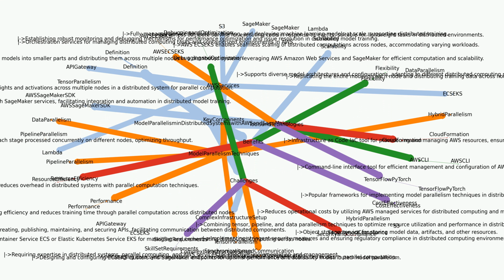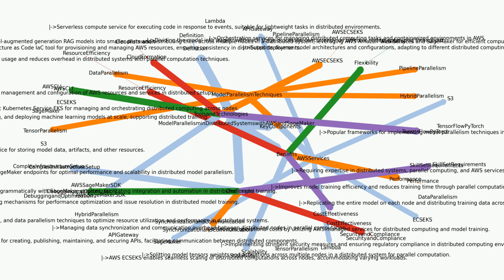Model Parallelism Techniques. Tensor Parallelism: splitting model tensors, weights and activations, across multiple nodes in a distributed system for parallel computation. Pipeline Parallelism: dividing the model into stages, with each stage processed concurrently on different nodes, optimizing throughput.